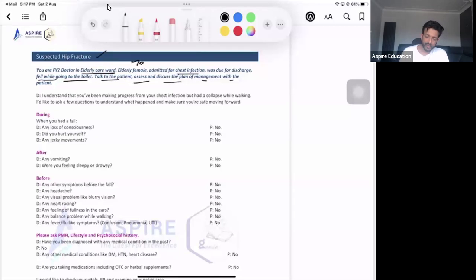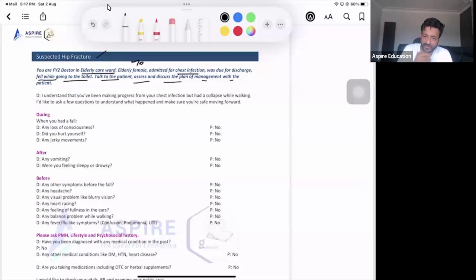Okay, so again, how can I help? Doctor, I had a fall. Okay, so then what you have to do, you have to talk a bit about the fall, and then you have to talk a bit about the chest infection as well. So both the things, you need to go a bit more in detail. So for the fall, now patient was in the hospital. Yes, in the hospital also you can have a fall. So what you need to do, you need to do during, before, after.